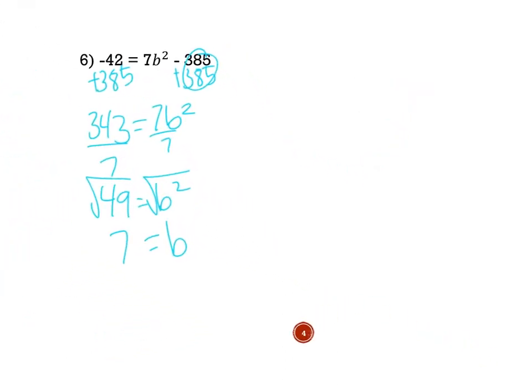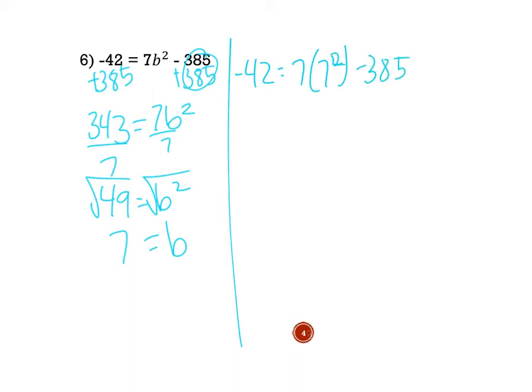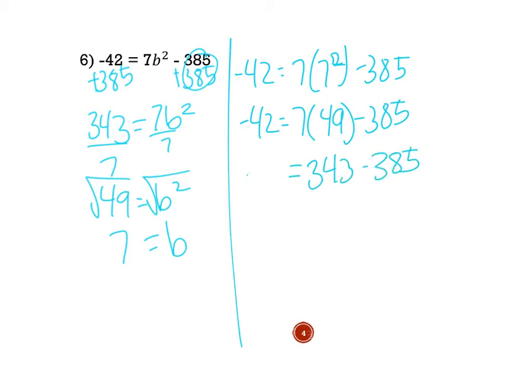So if I check this, negative 42 equals 7 times 7 squared minus 385. So negative 42 equals 7 times 49 minus 385. 7 times 49 equals 343 minus 385. Hoping it's going to equal negative 42. Equals negative 42.